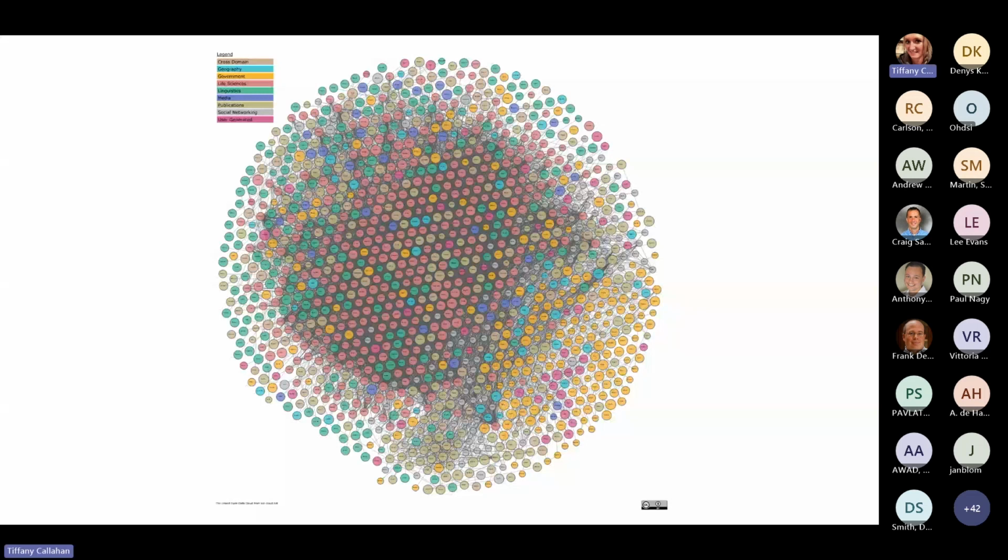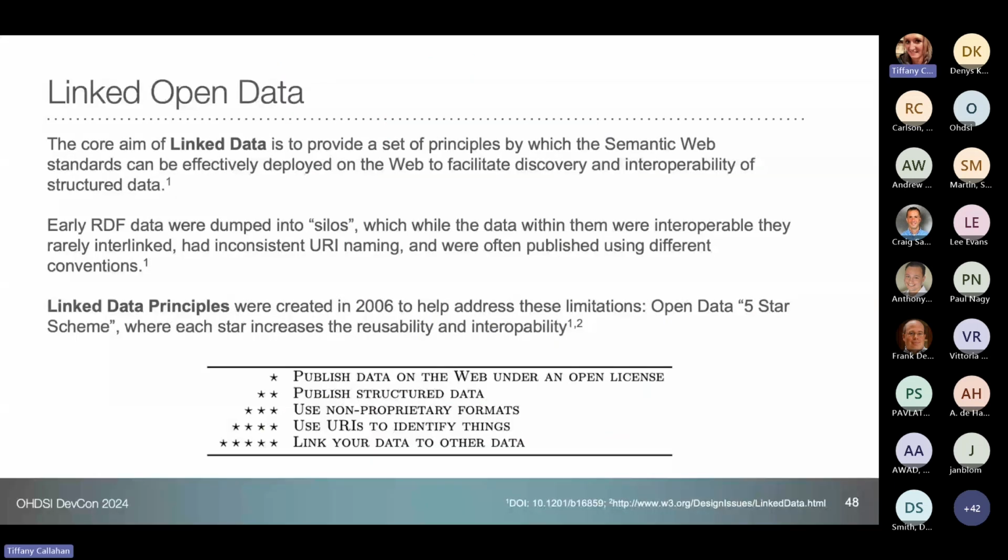So why should we care about linked data? The core idea is a set of principles by which the semantic web can be effectively deployed to facilitate discovery and interoperability of data. Again, as I mentioned at the beginning, early RDF data were dumped into silos, which, while the data within them were interoperable, were rarely interlinked, had inconsistent naming, and were published using different conventions. So these linked data principles were created as a way to help reduce this limitation and improve the usability and interconnectivity between these resources.